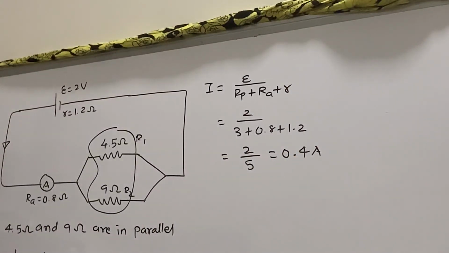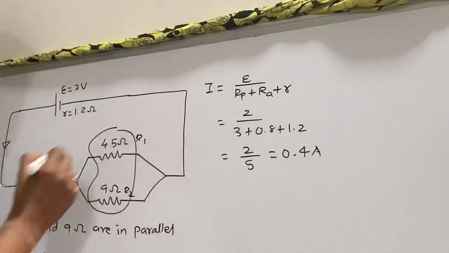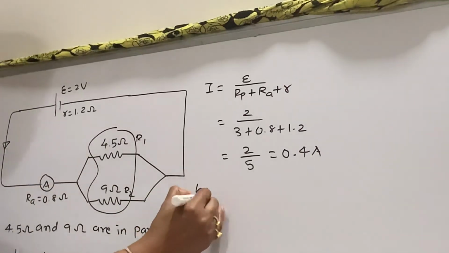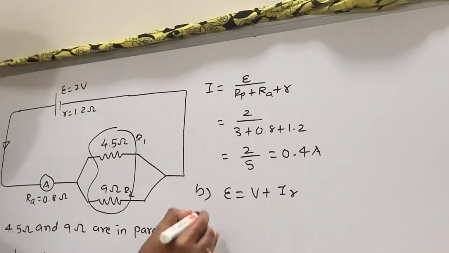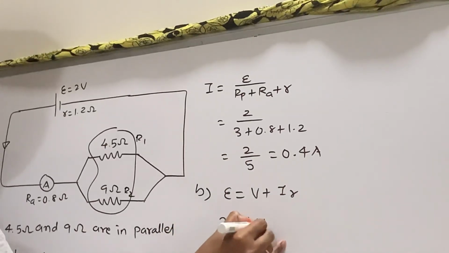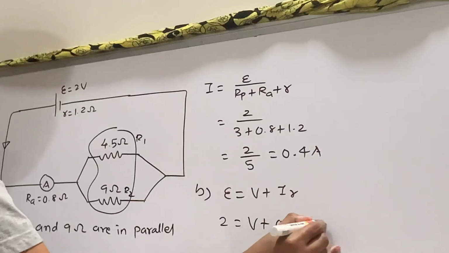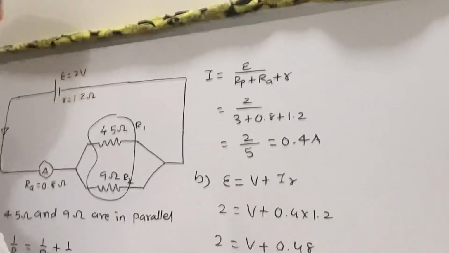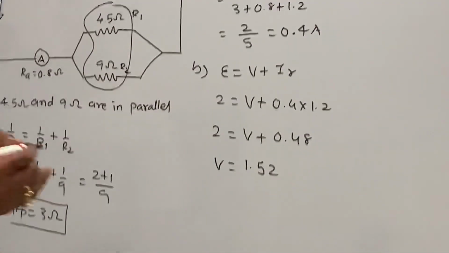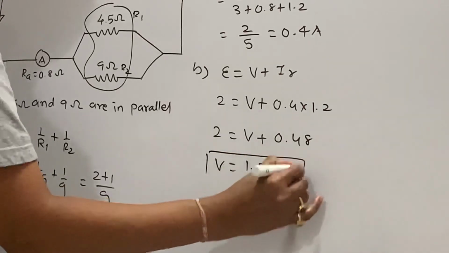Now what they want in the second part is the terminal voltage, the potential difference across the terminal. So this was your A part. In B part, they want E is equal to V plus Ir. E is 2, this is V, plus I is 0.4 into 1.2, right? So 2 is equal to V plus 0.48, so V is equal to 1.52 volt, this is the terminal voltage.